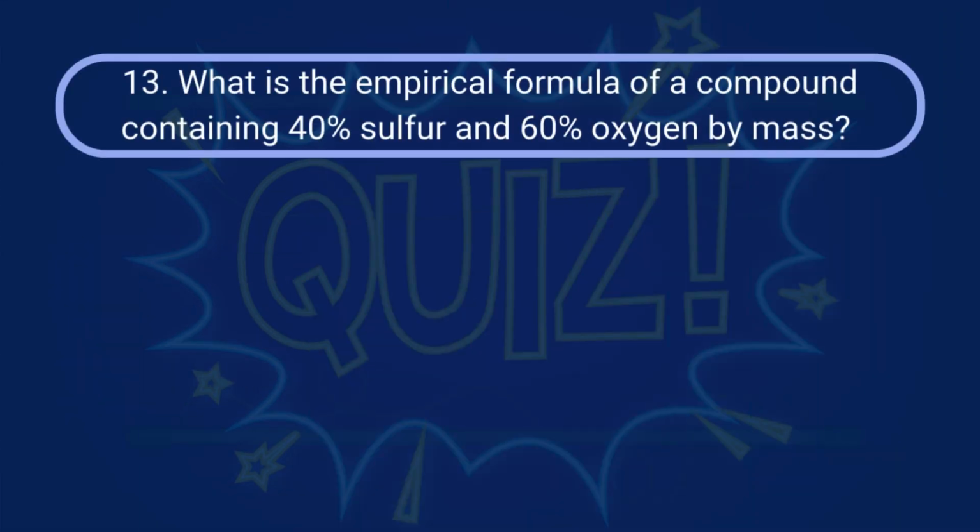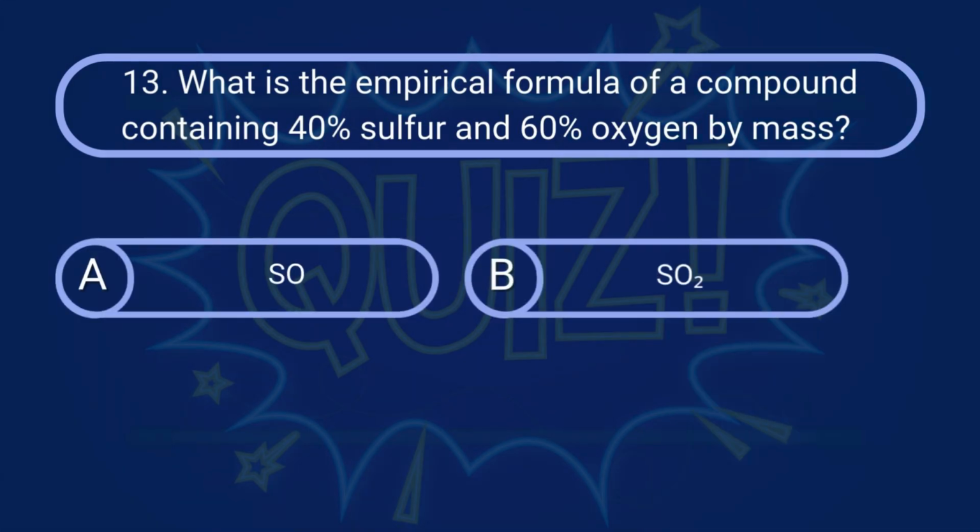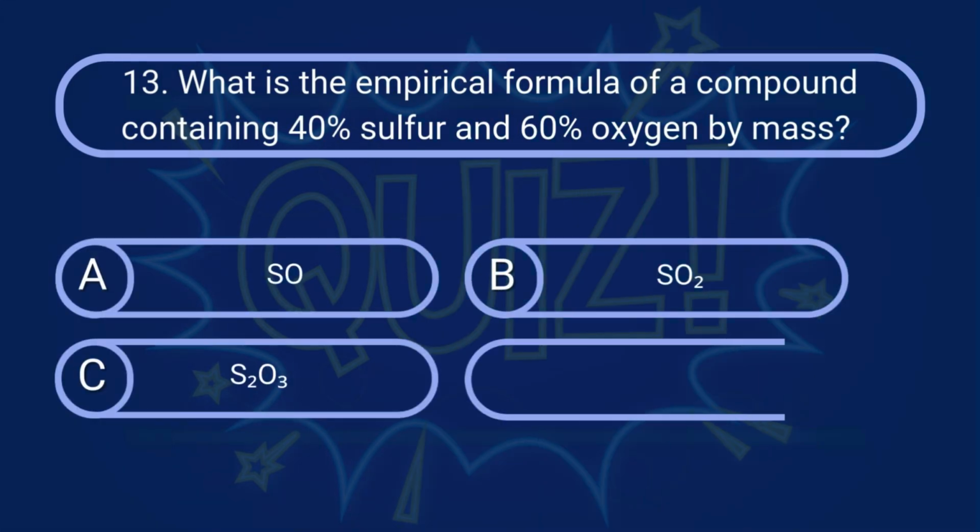What is the empirical formula of a compound with 40% sulfur and 60% oxygen? SO, SO2, S2O3, S2O4. Think for a second. The correct option will be sulfur dioxide. On to the next question.